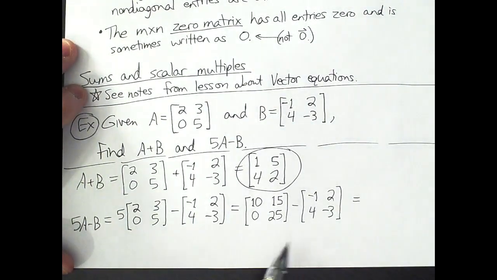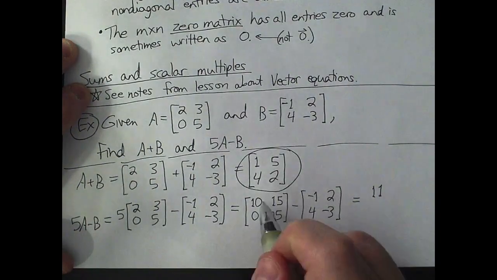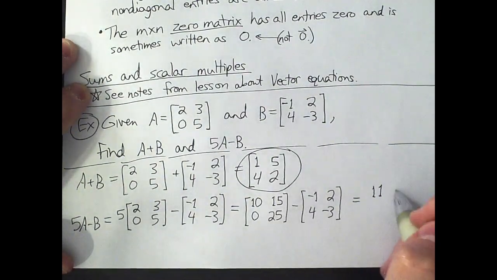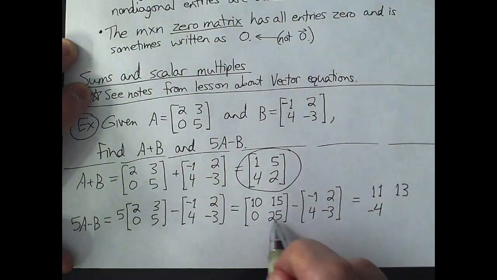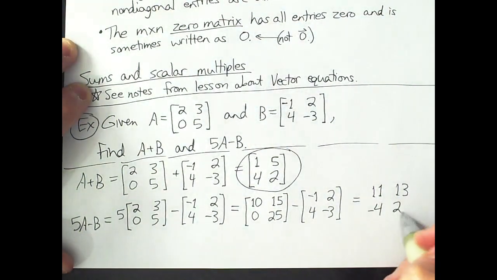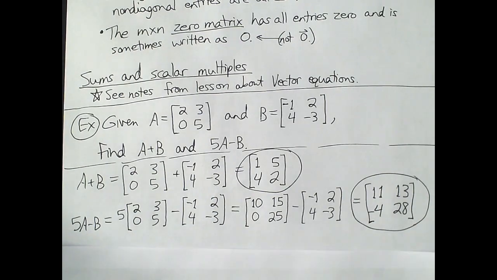So just do corresponding entries. 10 minus -1 is 11. 15 minus 2 is 13. 0 minus 4 is -4. 25 minus -3 is 28. And that's the answer. So when you add or subtract two matrices, you just add or subtract the corresponding entries. You wind up with the resulting matrix being the same size as the matrices you started with.